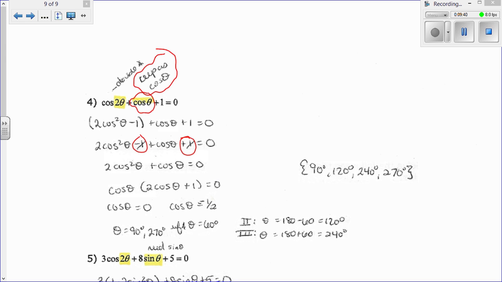And we get 90 and 270, just like on that graph I showed you on the front side of the worksheet. And 2 cosine theta plus 1 equals 0. I'm going to subtract 1, divide by 2. So my reference angle is 60. And cosine is negative in quadrants 2 and 3. So I have 180 minus 60 and 180 plus 60. So here are all of my answers.